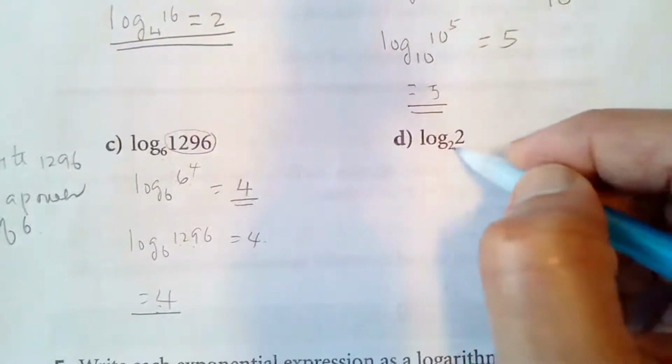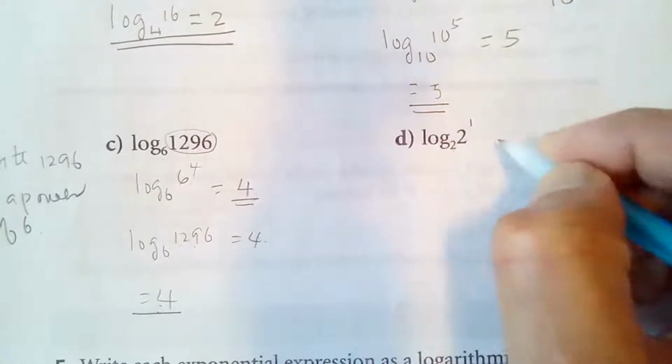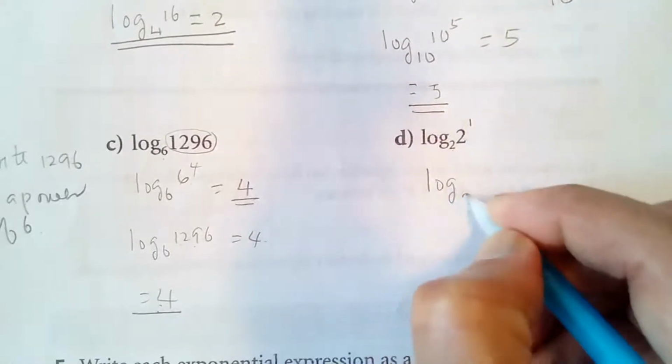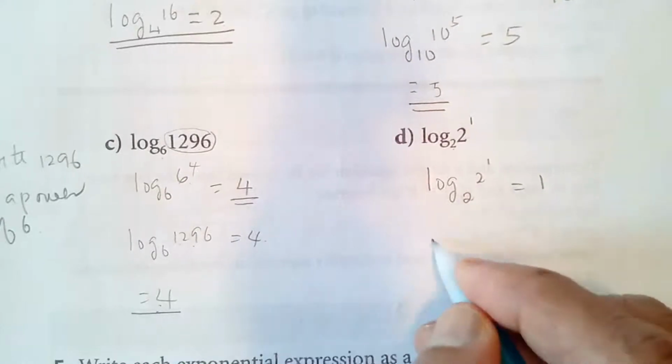Now, here we already have a base. This could be an exponent of 1. So now we can rewrite it as log base 2 of 2 to the power 1, which is equal to 1. So therefore we say it's 1.